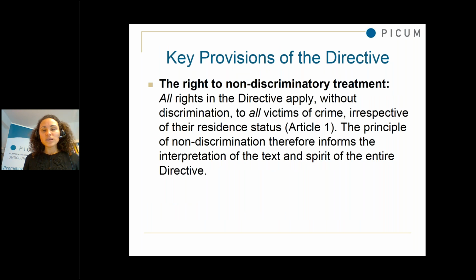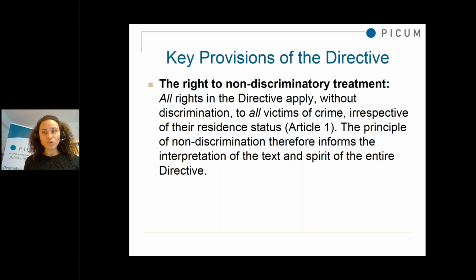So I wanted to turn now to take a closer look at the provisions within the directive itself that are particularly notable and important to underscore when we're thinking about the rights of undocumented victims of crime, the rights of victims of crime who may have precarious or irregular status. So I turn again to our starting point, which is Article 1.